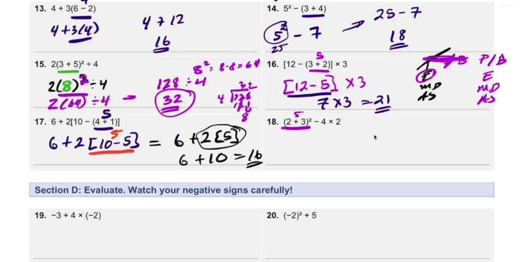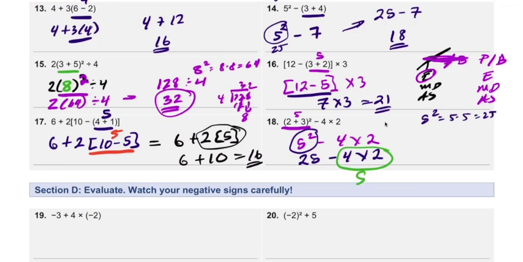So 2 plus 3 is 5. So we have 5 squared minus 4 times 2. And then we're going to do exponents. So we're going to do the 5 squared. 5 squared is 5 times 5, which is 25. So we get 25 minus 4 times 2. Order of operations, we're going to multiply first. 4 times 2 is 8. So we're going to have 25 minus 8, which is 17.